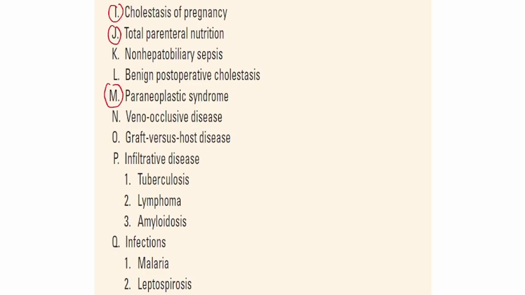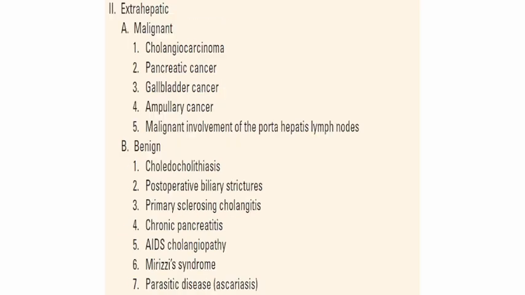Paraneoplastic syndrome, veno-occlusive disease, GVHD, TB, lymphoma, amyloid, sarcoid, infections like malaria and leptospirosis, malignancy, cholangiocarcinoma, pancreas cancer, gallbladder cancer, ampullary cancer, benign conditions like choledocholithiasis, post-op strictures, primary sclerosing cholangitis, AIDS, Mirizzi syndrome, parasitic disease, etc. So these are all the causes of cholestatic liver injury.